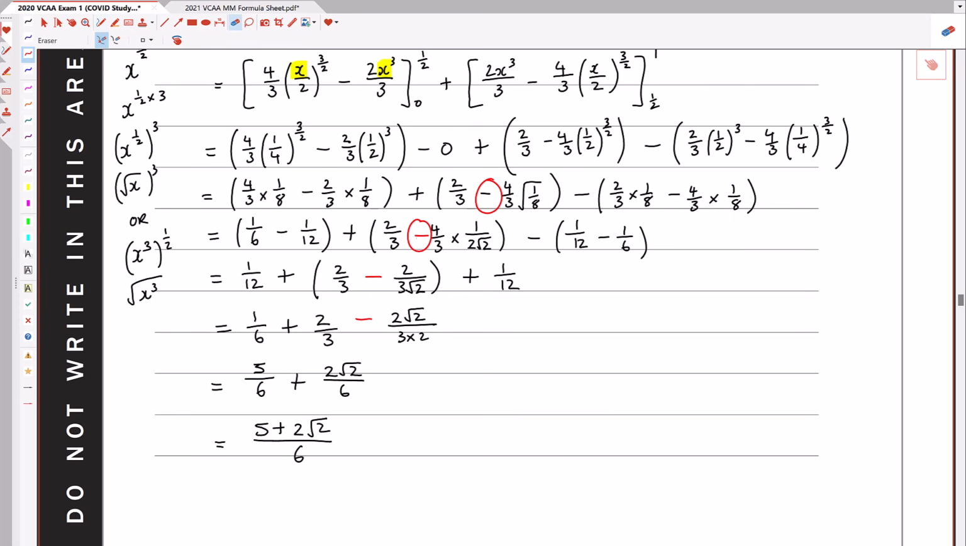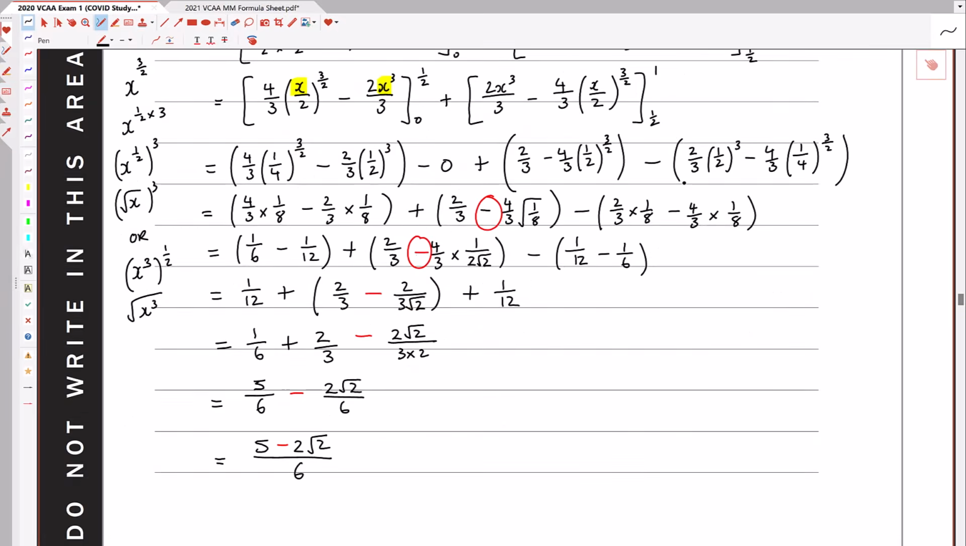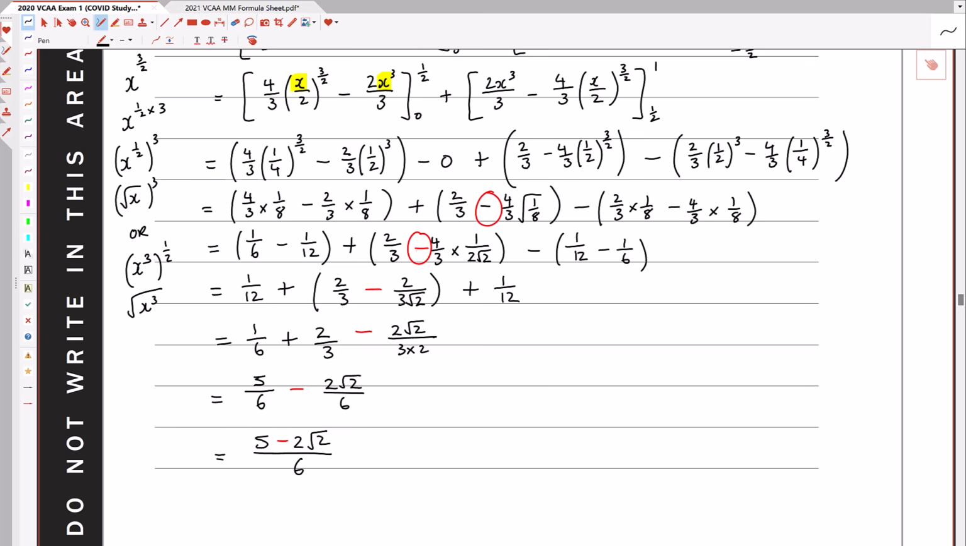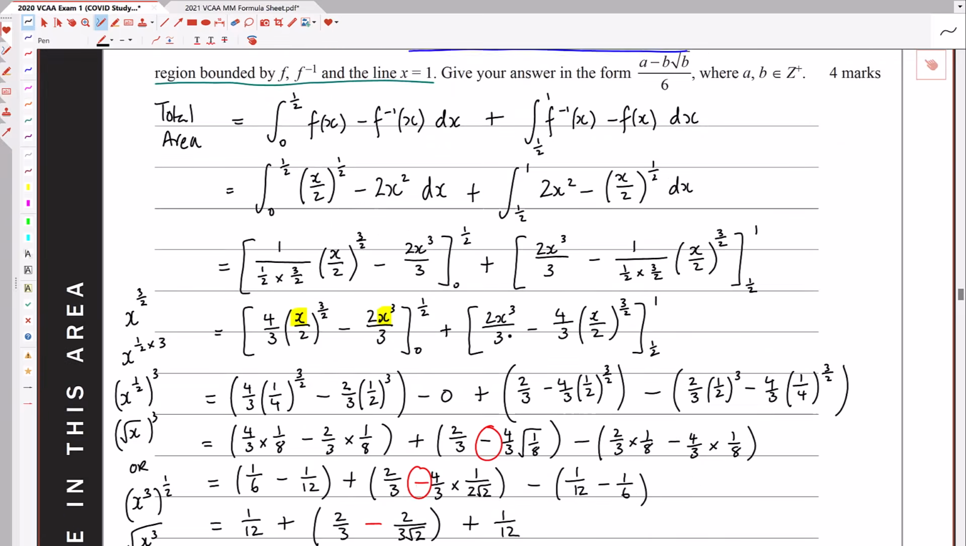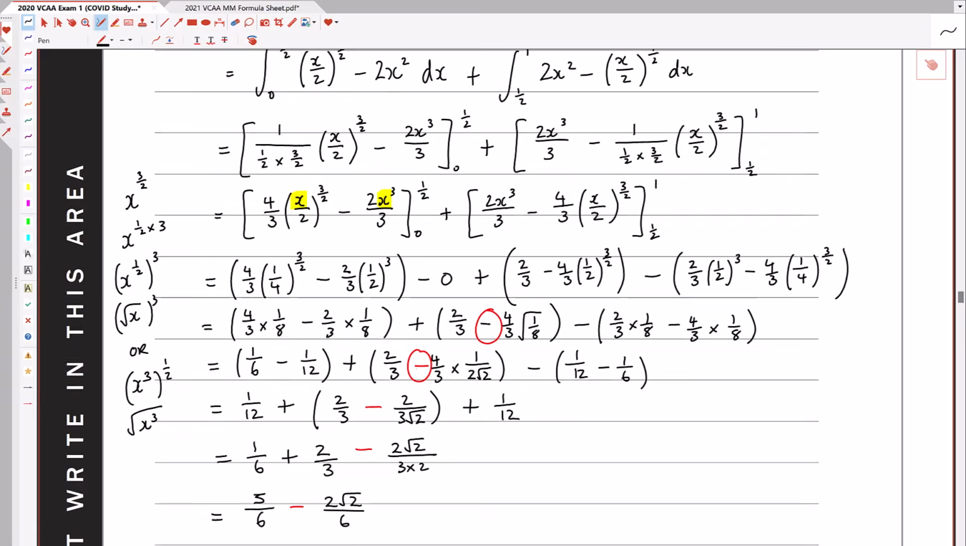And so here we'll have a minus, and here we'll have a minus. Alright, so now let's check we're in the right form. So our form should be a minus b root b, so that's important too. It is 2√2, so the number there should be the same, over 6, and it confirms the denominator should indeed be 6. So it's definitely in the right form.